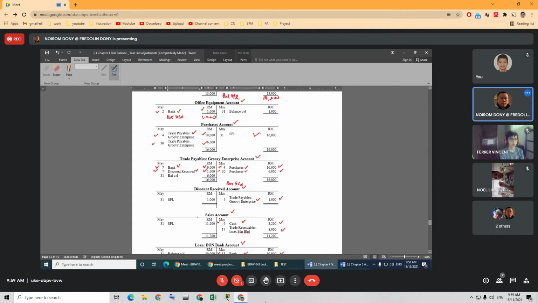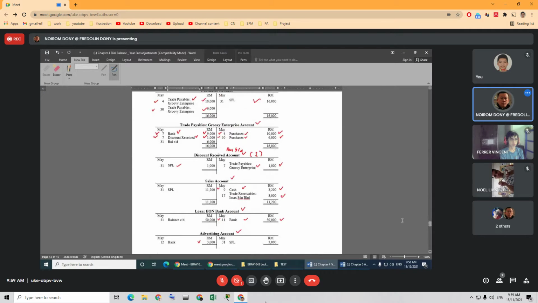Okay, so discount receipt. This one is an income, so we have to close off by debiting discount receipt and crediting SPL. Again, there's no credit entry, but you only see less and add, isn't it? So this will be added. Sales account is revenue again, so we have to close off by debiting the sales account and crediting SPL.